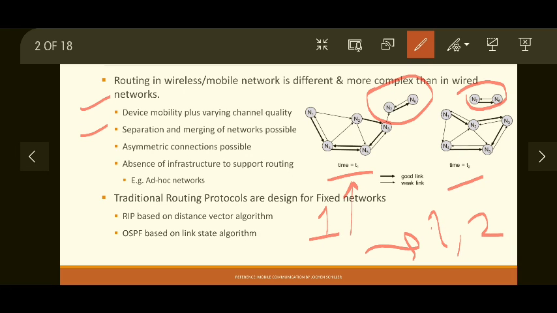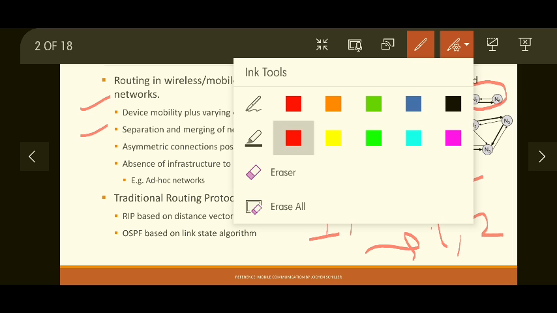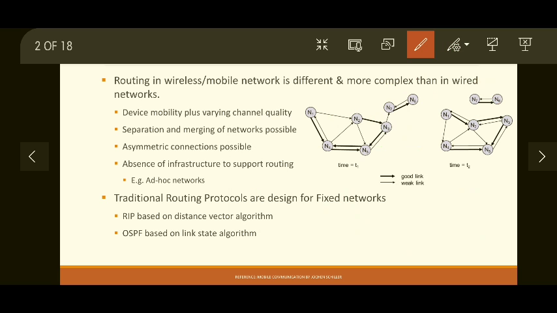Then the third reason is that asymmetric connections are also possible in the mobile network. What do you mean by asymmetric connections? As we have said in the first one, the channel quality keeps on varying. Now in the fixed network, there is a fixed physical medium between the two nodes. Okay, so whatever data rate it is providing in the forward direction, the same data rate will be provided in the backward direction. So it is called a symmetric connection.